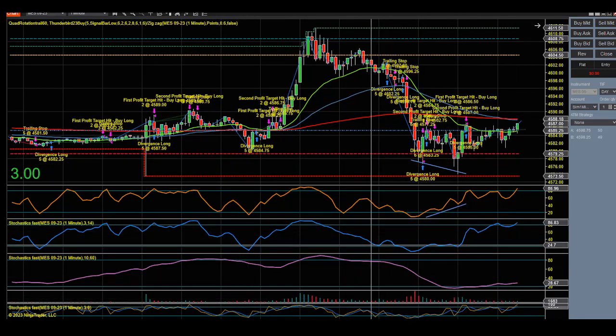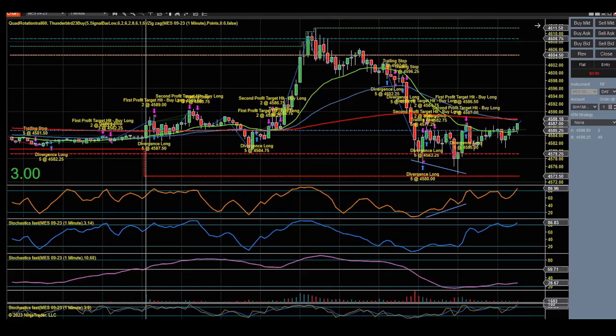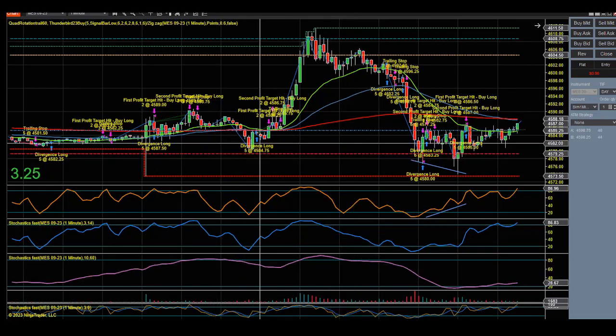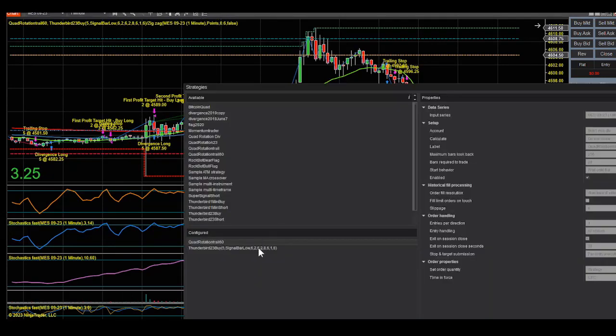I call it the 2020 flag, 2020 bull flag, 2020 bear flag. The setup here, we're going to put that on the screen. Let's see if we could set that up for you.